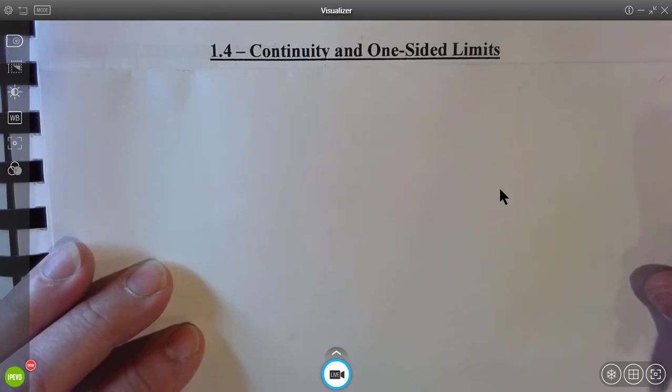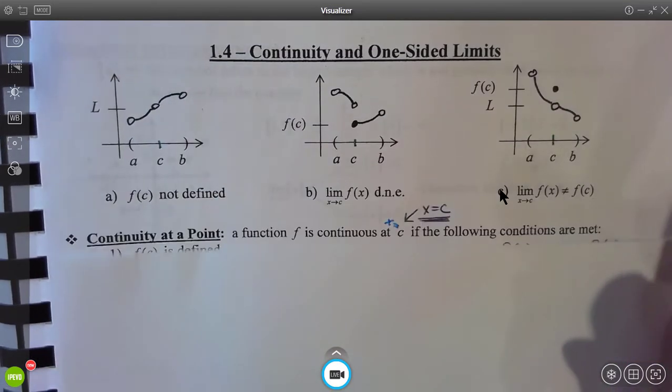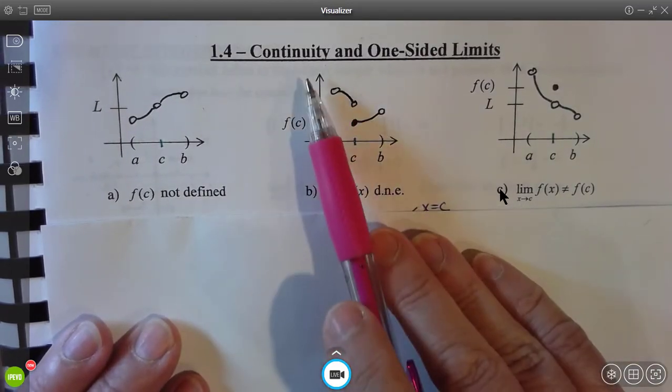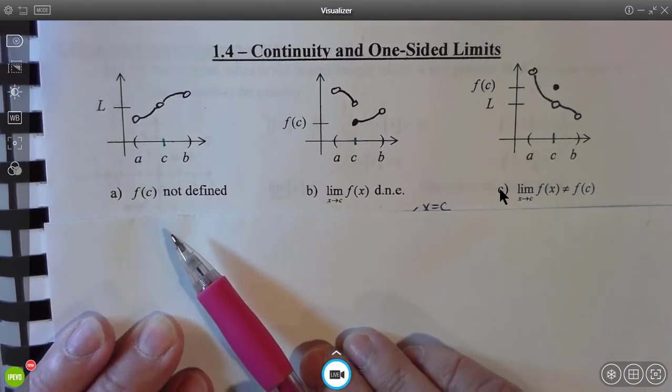Good morning. Well, it could be even by the time you're seeing this, but we are going to cover continuity and one-sided limits. First thing we want to look at is three types of graphs. The word continuity, its base word is continuous, so I think you understand what continuous means.